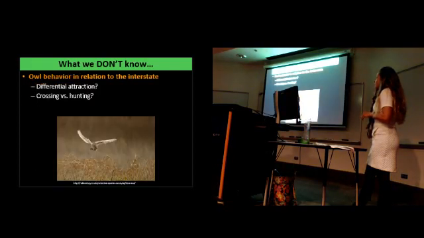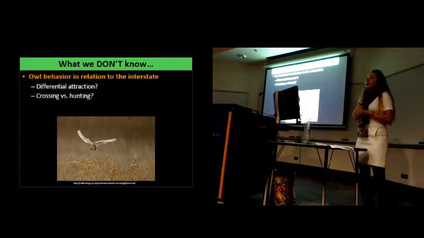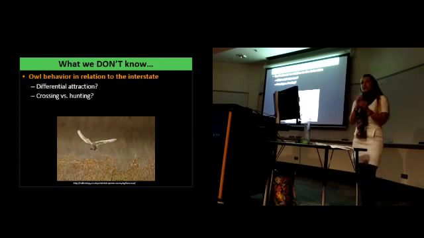We also don't know owl behavior in relation to the interstate. Are owls differentially attracted to certain segments but not others? If so, why? Are owls crossing the interstate or hunting the interstate when they're struck and killed?